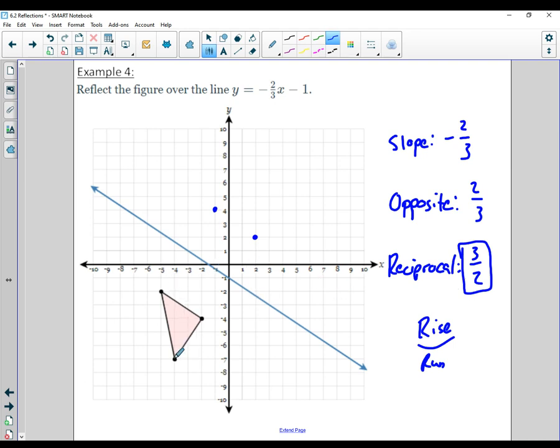So rise 3, run 2. Since I did that twice to get to the line, I'm going to do it twice again on the other side. So rise 3, run 2, and again, rise 3, run 2.